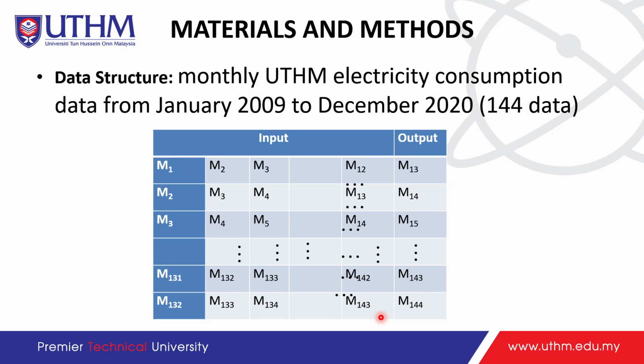So our input has 12 columns: month 1, month 2, month 3 until month 12. The output will start from month 13, meaning we use the previous 12 months to get the predicted value at month 13, until month 144. Later I'll show you in Excel how we get the inputs. The inputs will be 132 rows times 12 columns. The output is month 13 to month 144, which is 132 rows times 1 column.